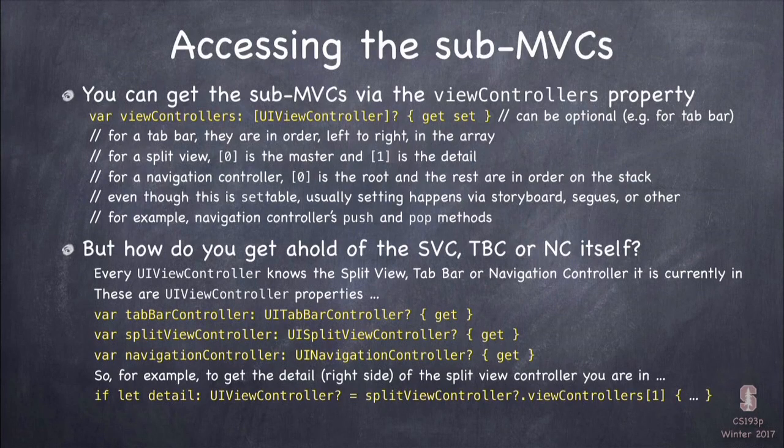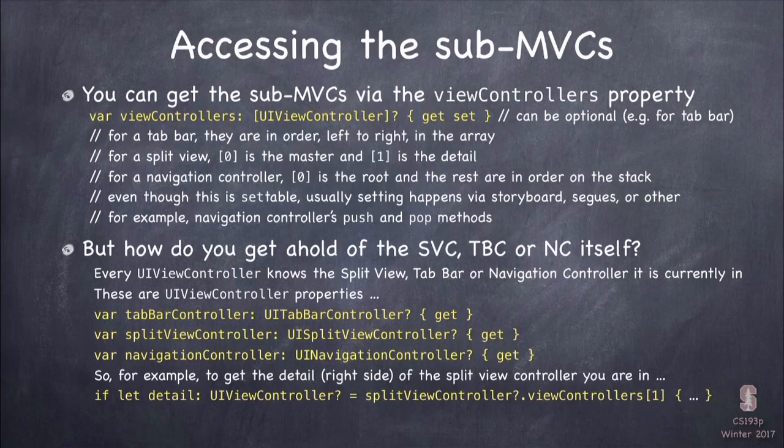Well, all UIViewControllers have these three vars: tabBarController, splitViewController, navigationController. And if you are in one of those things, this will return the one you are in. And if you're not in one, it will return nil. Okay, so that's how you find out the split view controller you're in.